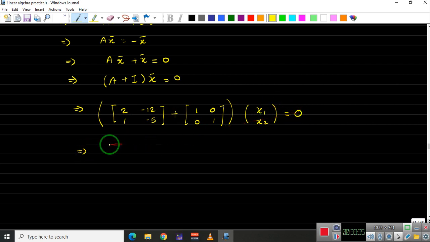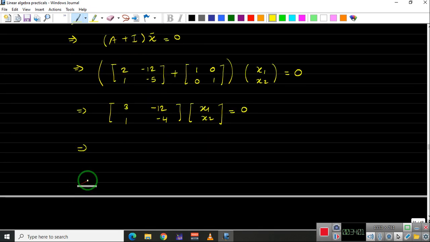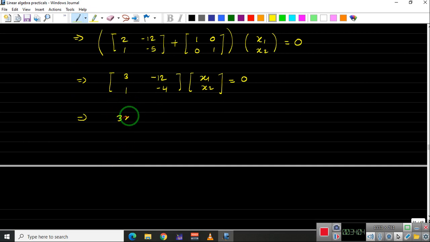When you simplify this, just a simple matrix addition, it is 2 plus 1 is 3, then this becomes -12, this becomes 1, and this becomes -4, into x1 x2 is equal to 0. And when you multiply directly, we will get two equations here. So we'll have 3x1 - 12x2 = 0, and here we have x1 - 4x2 = 0.